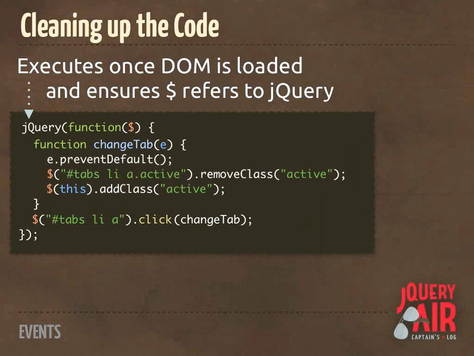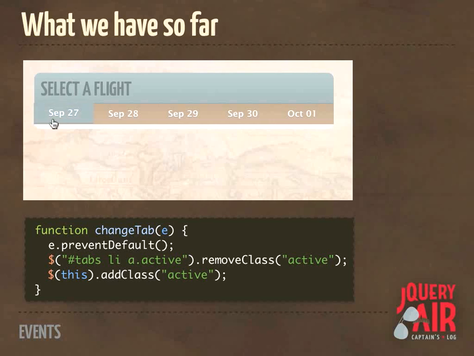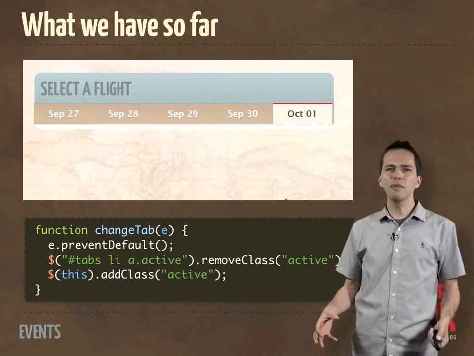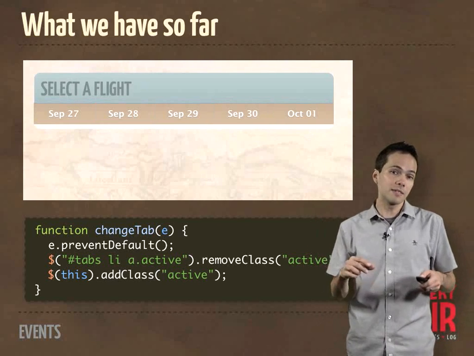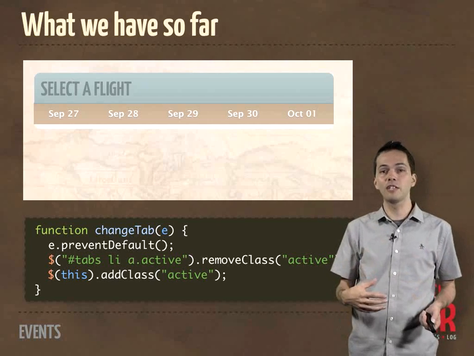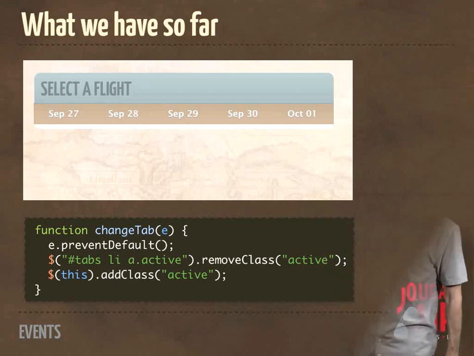So let's jump into the browser, and you can see here we can click on each of the tabs and it properly gets selected. But we might also want a default tab. Maybe that middle one, September 29th. Let's make that the default. So when we call up the page for the first time, that's already selected.